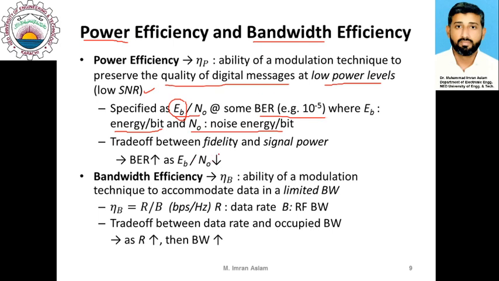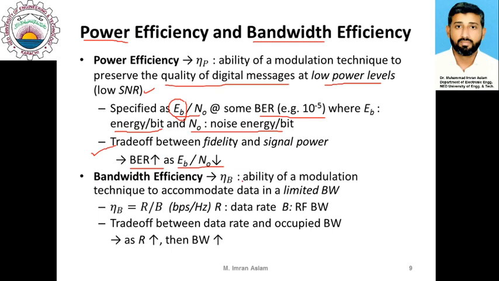Generally there is a trade-off between this BER and Eb/N0. If we reduce this Eb/N0 value, this BER value goes up. So we have to get a trade-off between these two in order to have an acceptable level of performance.